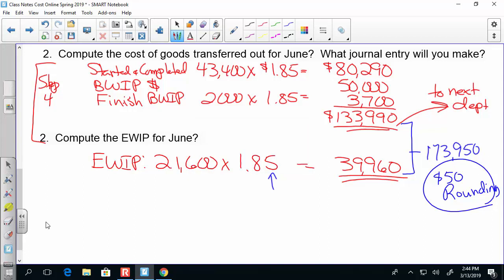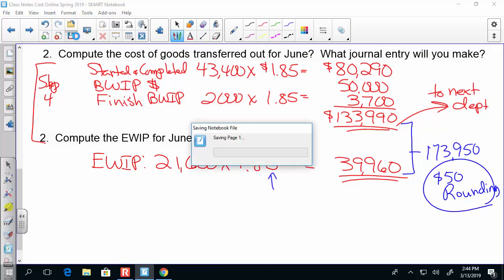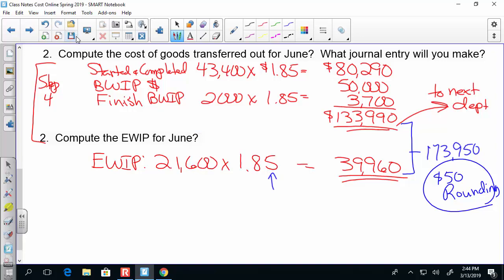You could have rounding errors as high as $300, $400, $500 because of this rounding issue here. Depends on how bad it is when you get to that unit computation there. So that basically is a very basic difference in how we complete the weighted average versus the FIFO methods.